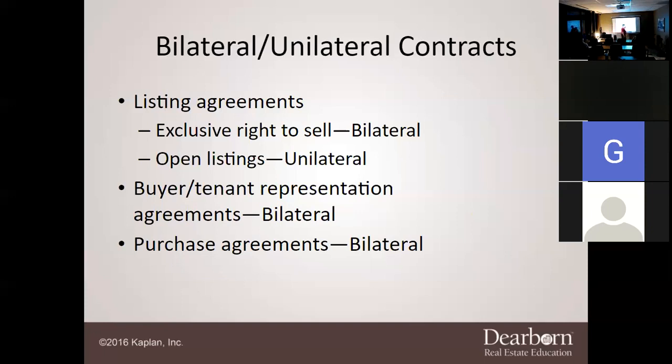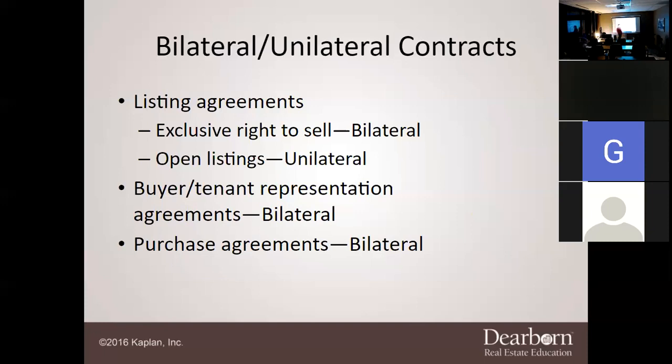Now, an open listing is a little different. So let me explain the exclusive right to sell. You were in the class last time. An exclusive right to sell is basically this: no matter who brings the contract, that individual is still going to be paid. So if Travis lists my property for me and I bring my own buyer and he has an exclusive right to sell, Travis still gets a paycheck. Even if I did my own stuff, Travis still gets a paycheck.